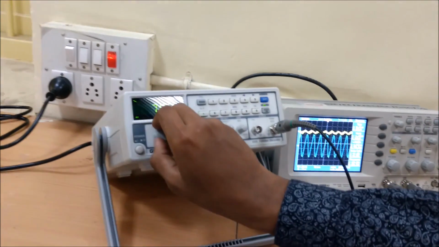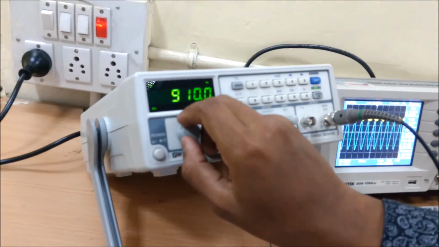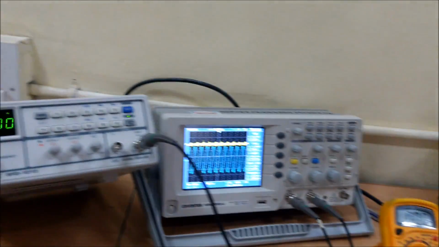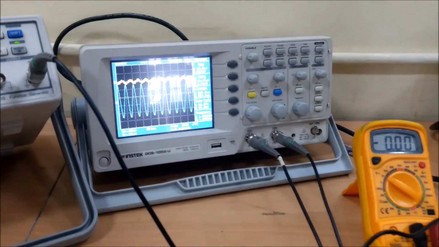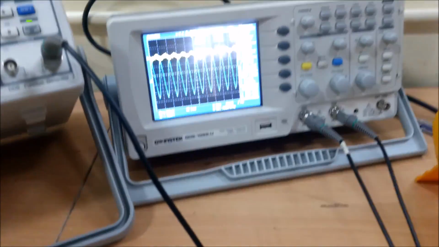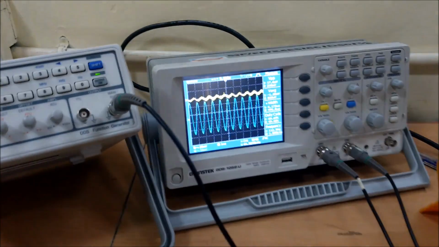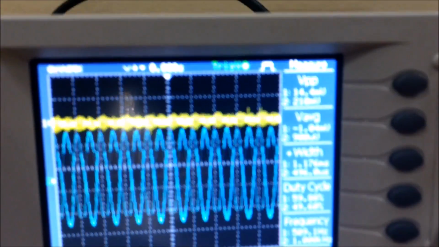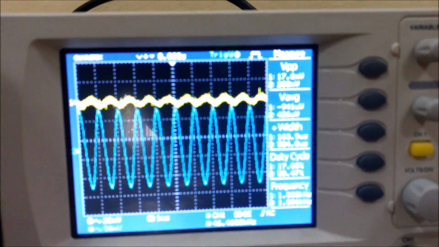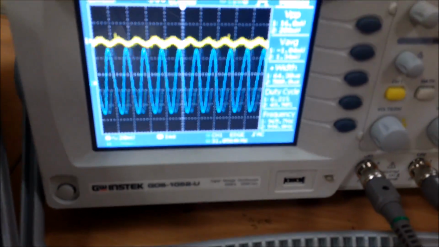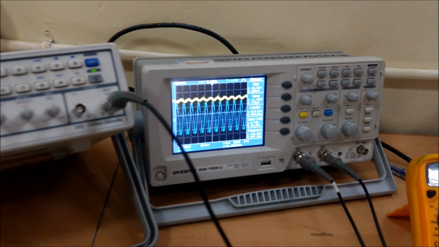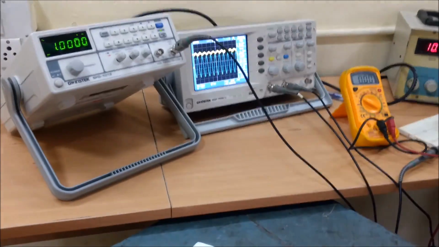Yeah, that's 1 kilohertz. We can see that at the input it's almost 20 millivolts, but my output is 208 millivolts at 50 millivolts per division. Okay, so at 50 millivolts per division, it's 208 millivolts for 1 kilohertz. Okay, let's shift this frequency.